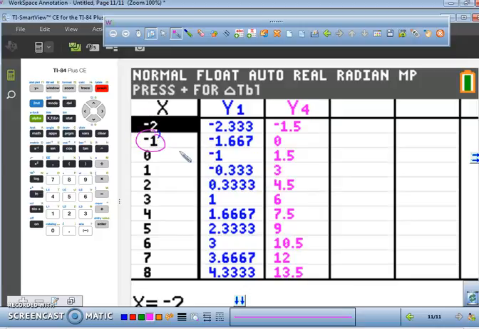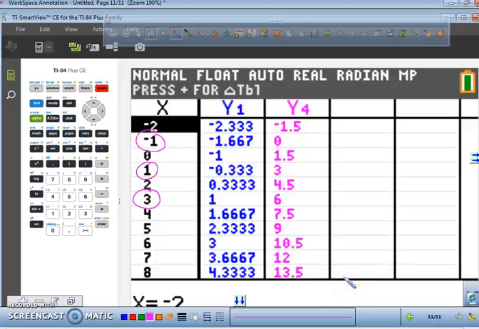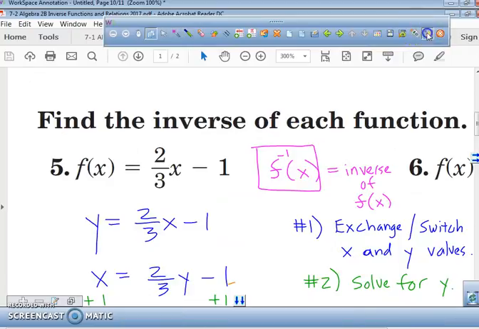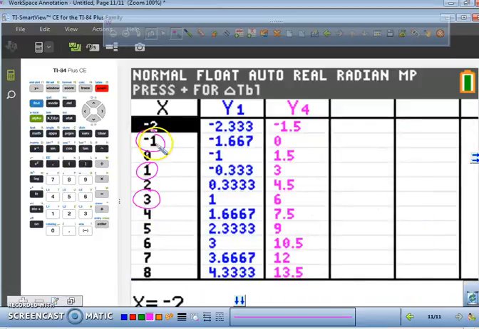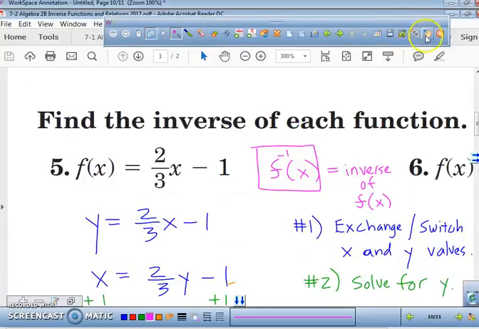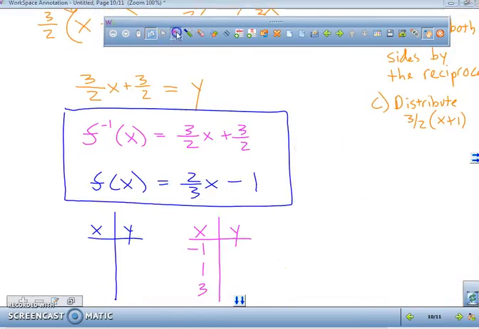And I want you guys to look at -1, 1, and the number 3. So here we go. We're going to look at -1, 1, and 3 for the y-values. Let's go back. So right here, I have -1, 1, and 3. Let's go back and take a look at it. What did -1 go with? -1 went with a 0, right? So -1 went with 0.